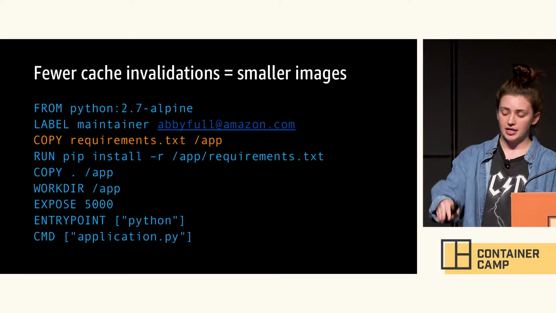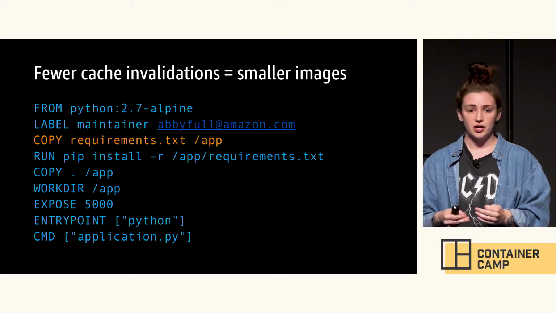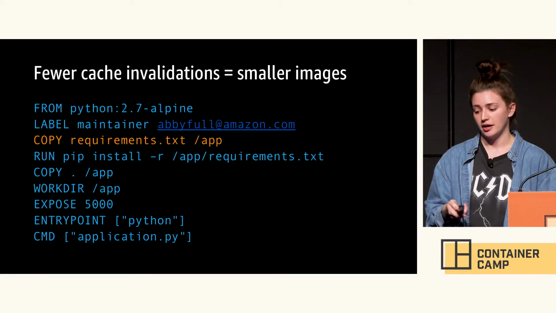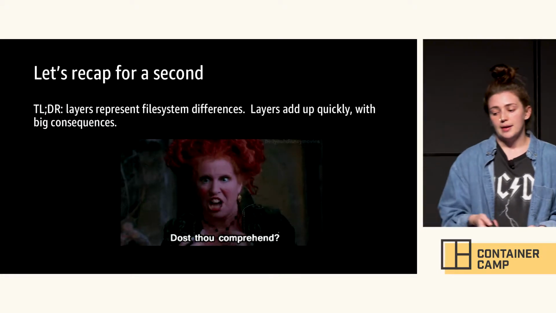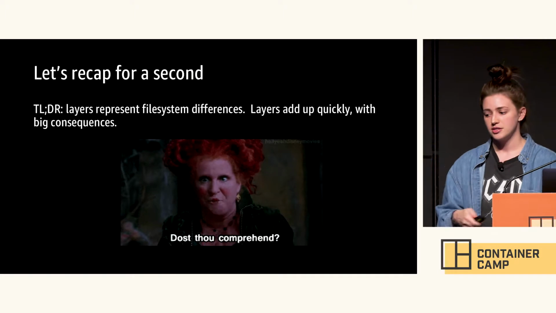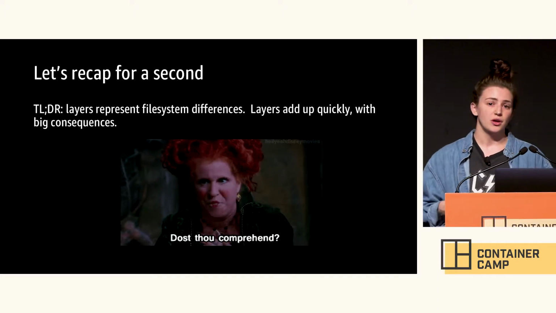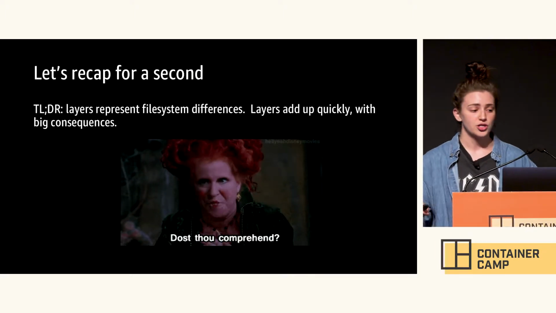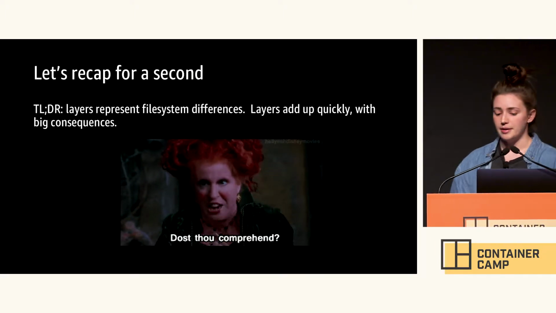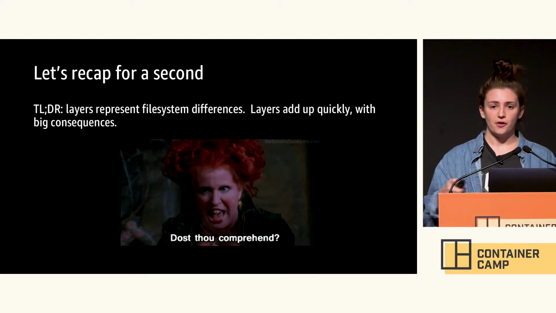So right now, I can move it so that I copy over my requirements.txt file first, because copying the file itself is not going to break the cache for me. So to recap for a second, layers represent differences in the file system. They add up really quickly, and they have really big consequences. So they're slower to build, they're slower to push, they're slower to deploy. It's not great, but unfortunately, it's an easy trap to fall into, right?